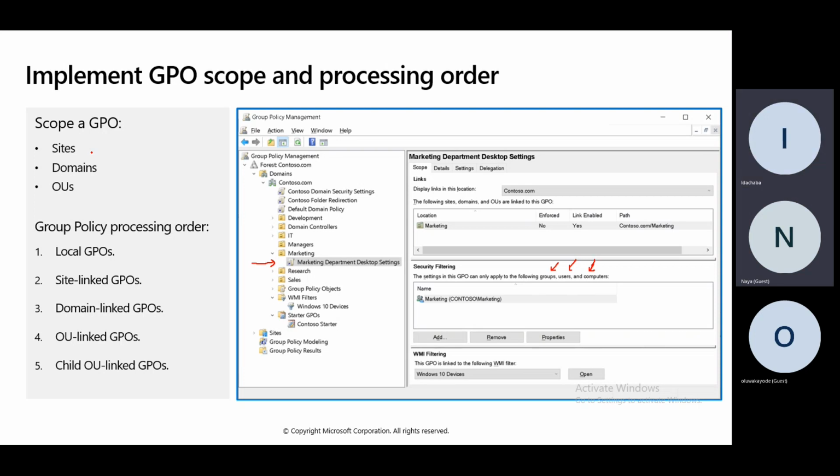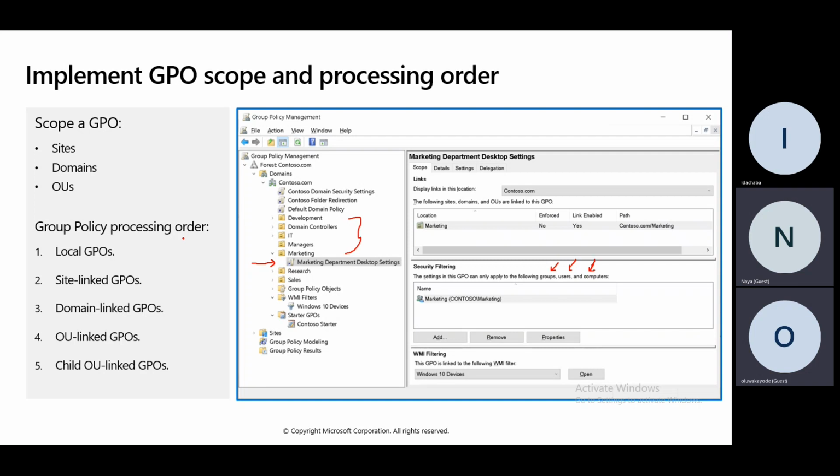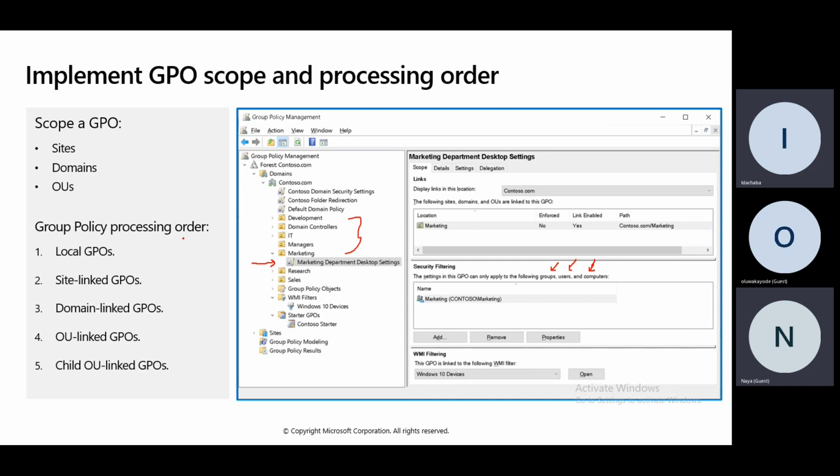That's why we have forests and domains, organizational units, which we have spoken about. So all these things you are looking at, they are organizational units, which is different from the normal folder. Okay. So group policy processing order: it can be local GPO, site link GPOs, domain link GPOs, organizational unit link GPOs, and child OU link GPOs.